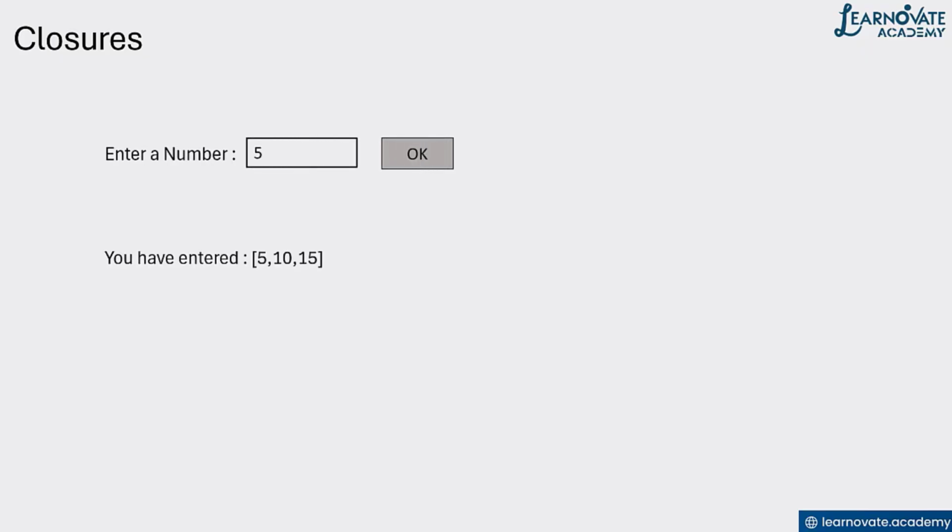Imagine this user interface. The user enters a number. When the OK button is pressed, the number ought to be added to a list and the entered numbers are printed. If you need to write a program for this scenario, how will you do that? We will create a function, add the number to a list and print it.